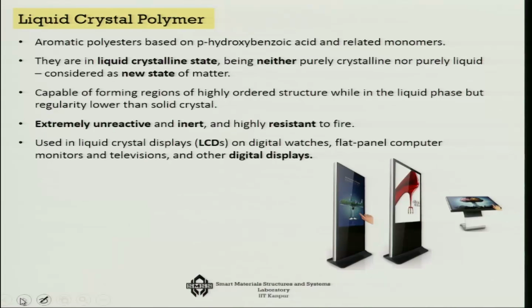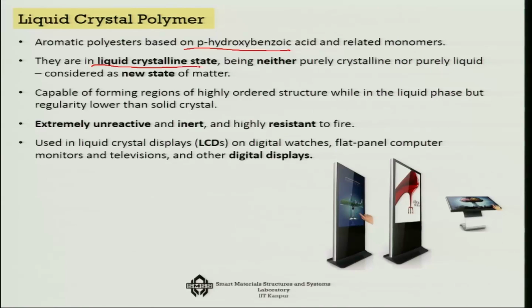Another example of an advanced polymer is the liquid crystal polymers. Some of these aromatic polyesters based on p-hydroxybenzoic acid and related polymers come into this category. Now, why we call them liquid crystal is because in the liquid state generally any material is supposed to be in a very amorphous state, but these materials you will get in a liquid crystalline state. That means they will be neither purely crystalline nor purely liquid. So you can consider it to be a new state of matter.